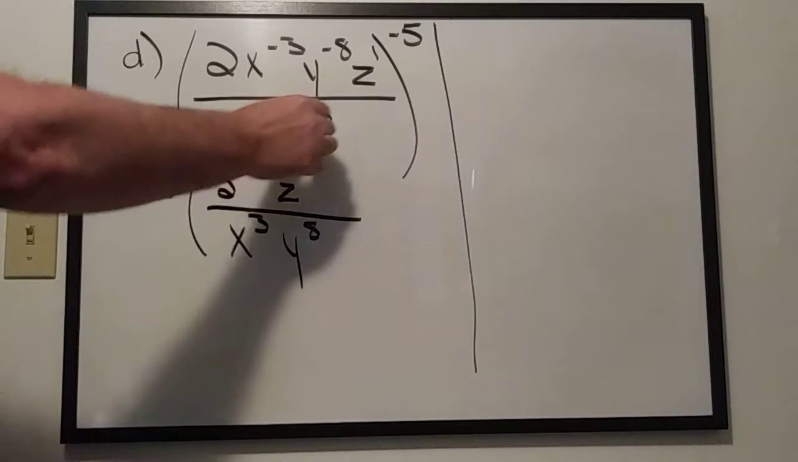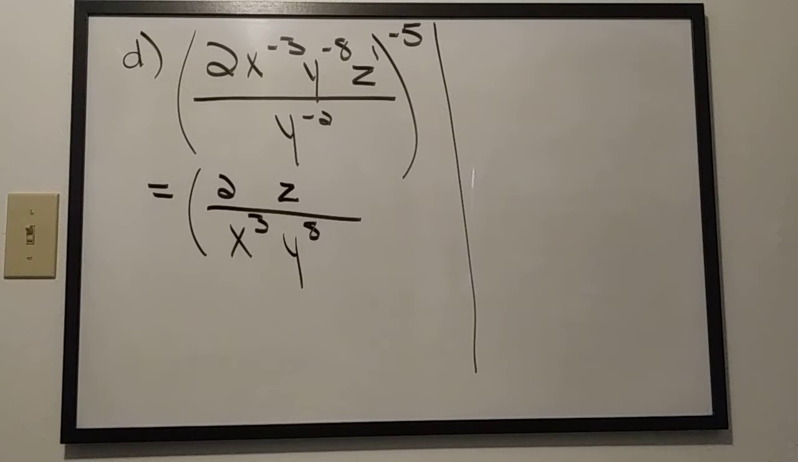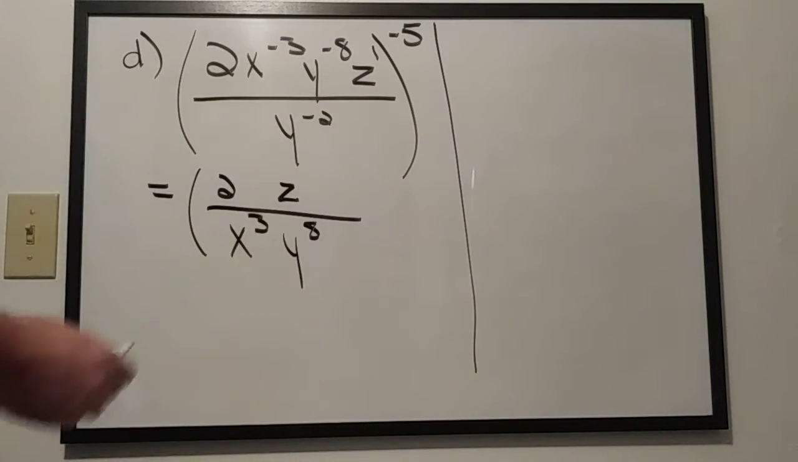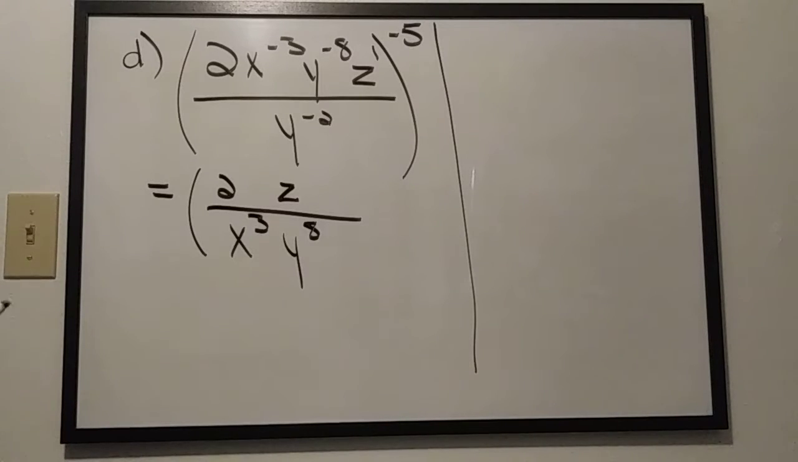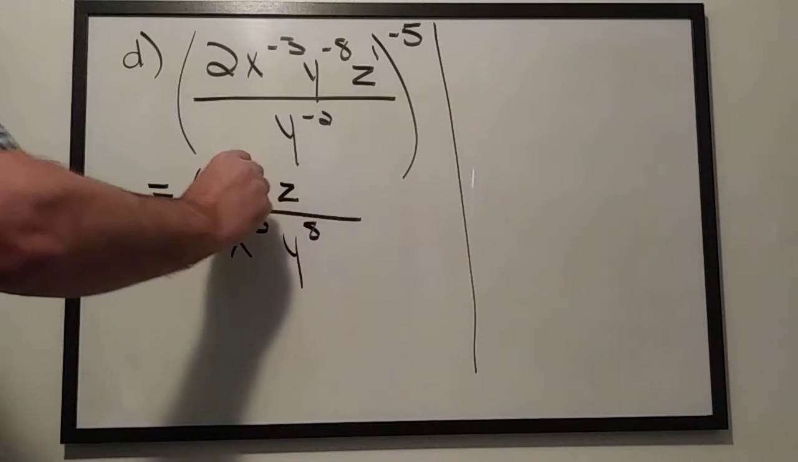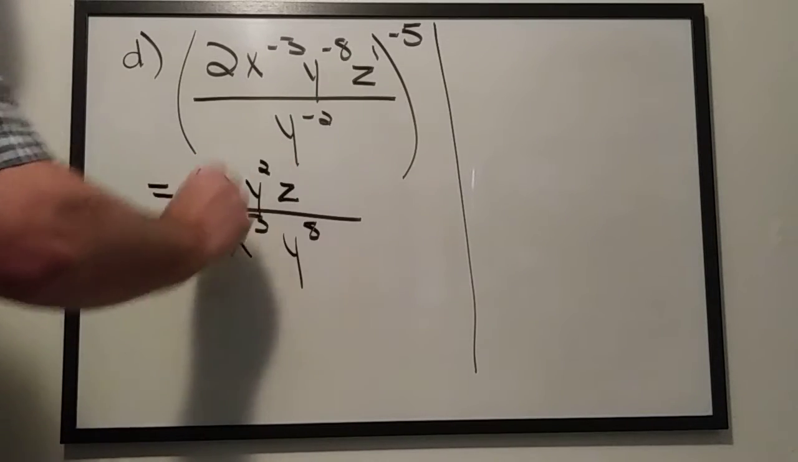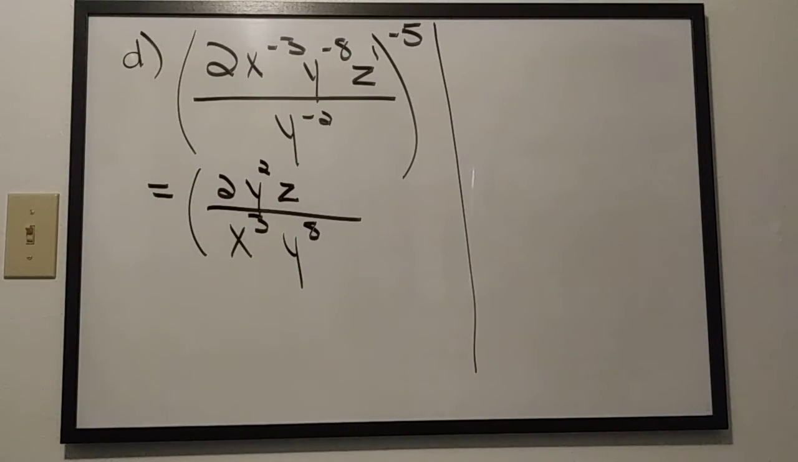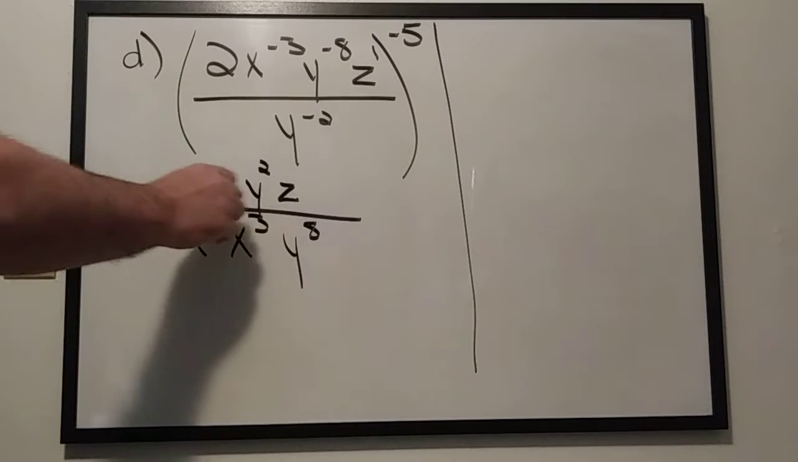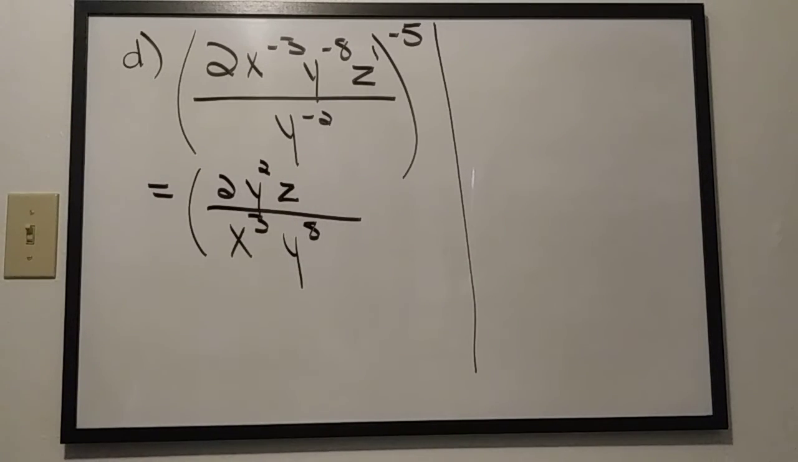And then I have y to the negative second in the denominator. Once again, negative exponents move things. So y to the negative second in the denominator is equivalent to y to the positive second in the numerator. Now you'll notice that I'm going to put that y to the positive second in between the 2 and the z. There's a tradition when you have lots of different variables like this to alphabetize the variables. So that's why I put the y in front of the z term.